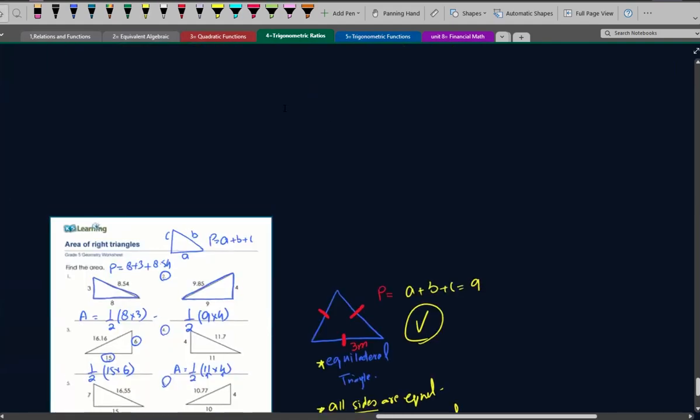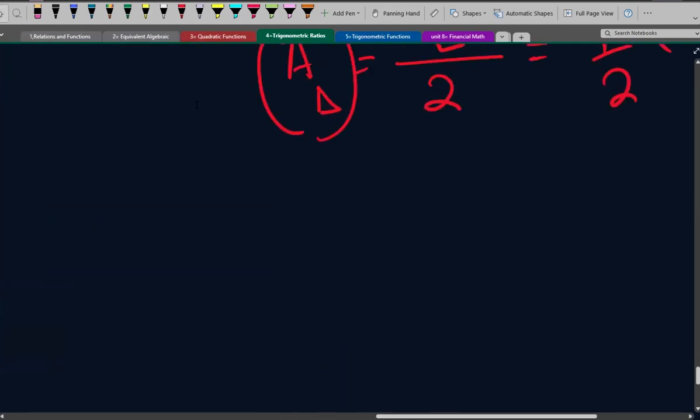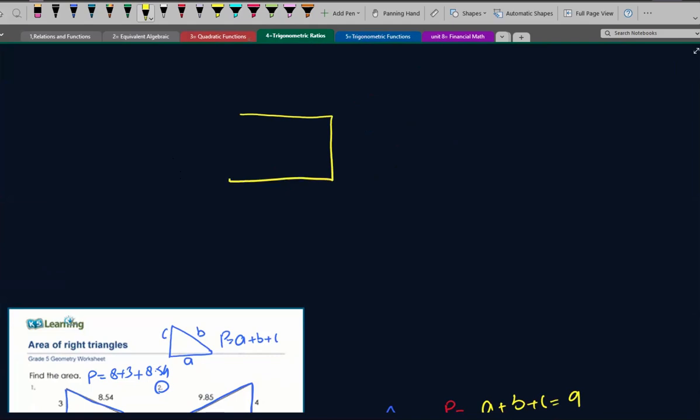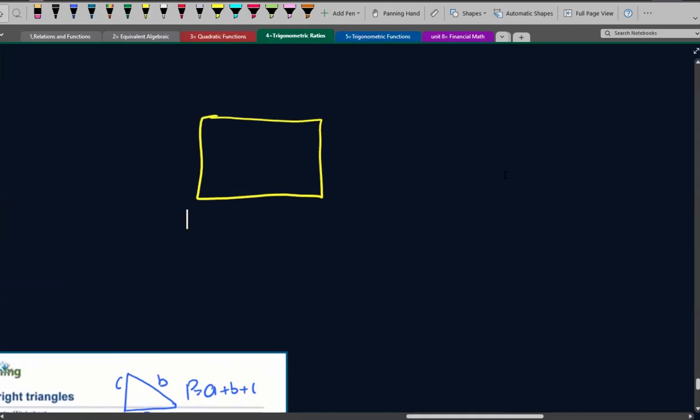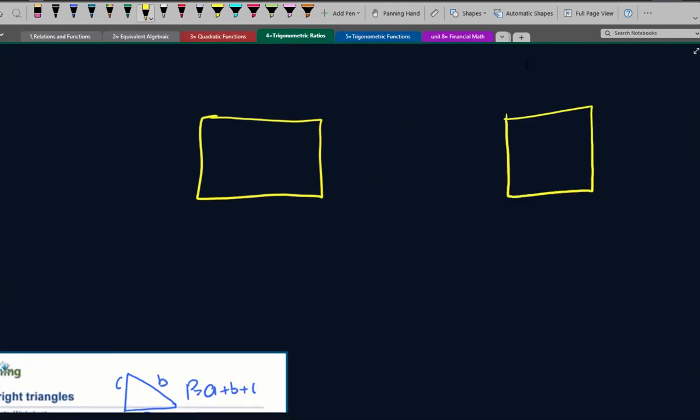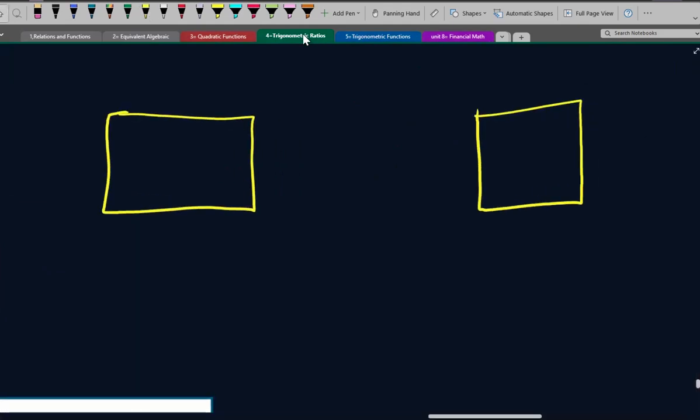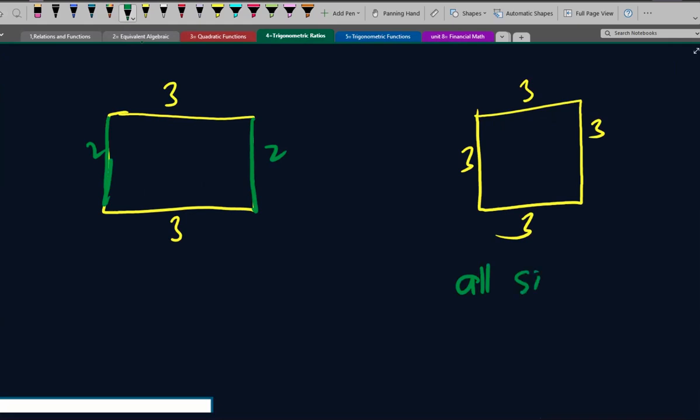Okay, so now it is time for the quiz. Are you ready for the quiz? I think so. You're ready. So this is a rectangle, right? And this is a square. What's the difference between these two diagrams? All sides in a square are the same. Perfect. Yeah, all sides are equal.